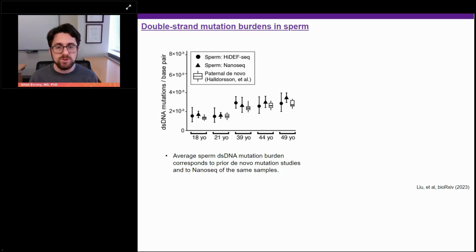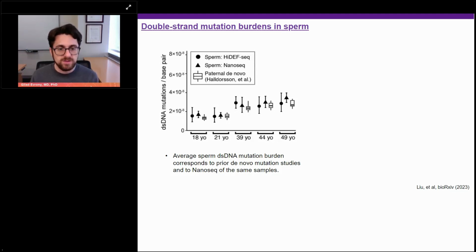And so we can profile sperm with our method, which we call high-def-seq, which stands for hairpin duplex enhanced fidelity sequencing, and we can compare it to the next gold standard method in the field called nanoseq, which is a short-read duplex sequencing method. And we can also compare it to estimates of sperm mutation burdens based on de novo mutation studies, where you count the number of mutations a child has that the parent did not have, and you specifically look at those mutations that are phased to the father. It gives an estimate for the mutations that were brought into the child from the sperm.